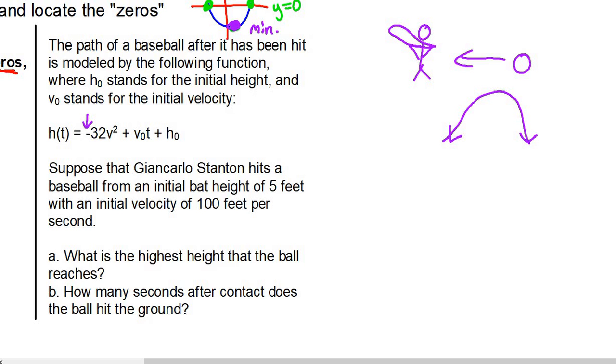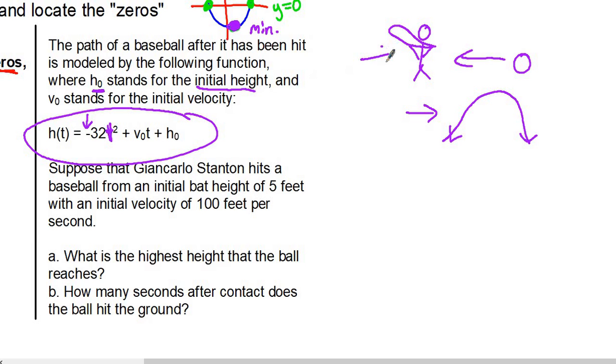Okay, so what does this equation actually mean here? Because it looks a little bit confusing, and actually this should be a t right here, not a v. Basically it says the path of a baseball, and the path meaning this picture, after it's been hit is modeled by this function right here. H sub 0, so h with that little 0, stands for the initial height.